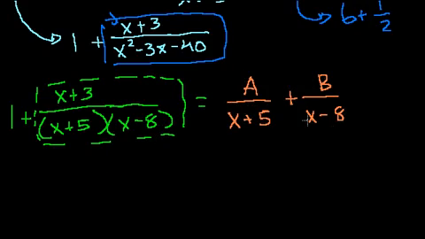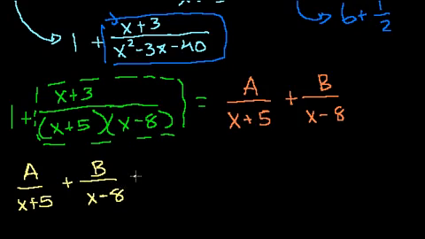So if I were to add these two terms, what do I get? Well, when you add anything, you find the common denominator. And the easiest common denominator is to multiply the two denominators. So let me write this here. a over x plus 5 plus b over x minus 8 is equal to, well, let's get the common denominator.